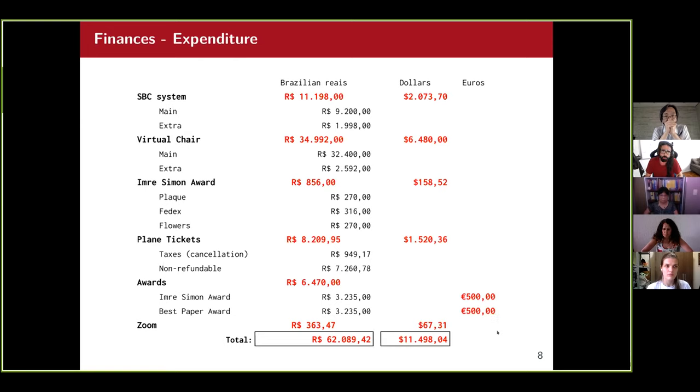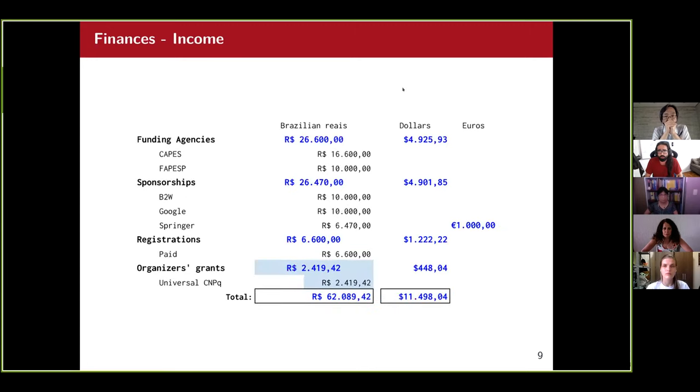And let me now tell you a bit about the income of the event. Since the costs were reduced from the plan we had before for a face-to-face event, we tried to do our best to get funding from agencies and from sponsorships so we can make the event more accessible to everyone. And then we asked for funding from CAPES and FAPESP. CAPES is a federal funding agency in Brazil.